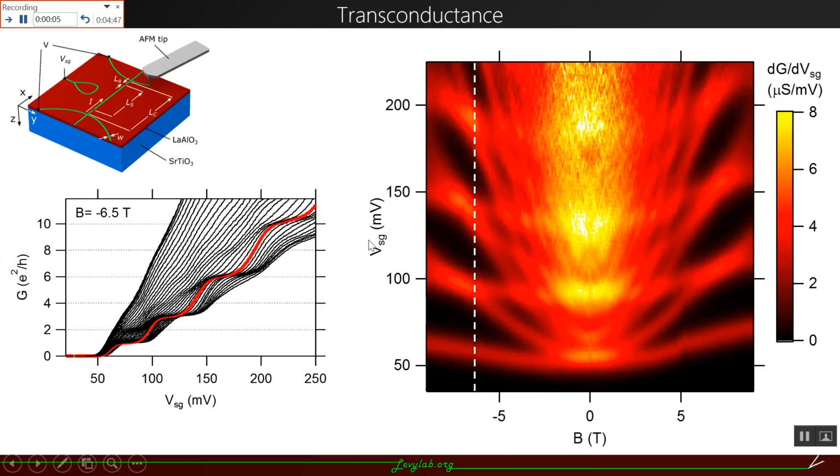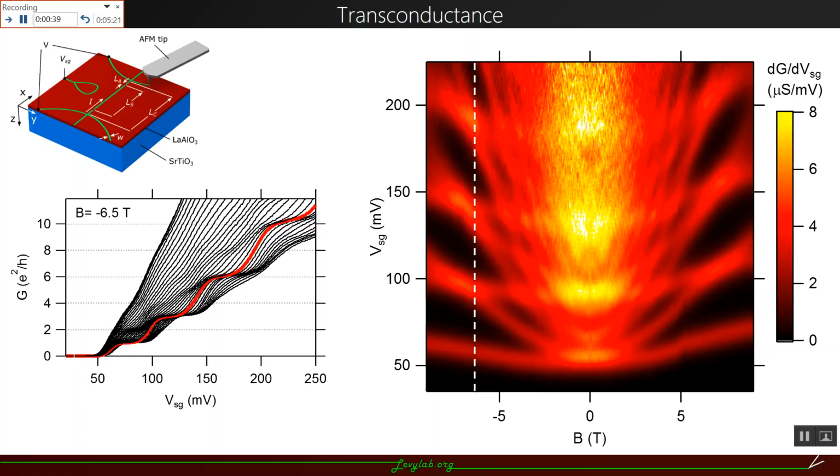So to better understand this, we take the derivative of each of these line cuts and plot the transconductance as a function of side gate voltage and magnetic field. And so here now, each of these bright bands corresponds to the transition between two of the modes, between two of the plateaus, and the dark regions correspond to these quantized conductance plateaus. And so now we can see that the plateaus at 1, 3, 6, and 10 e squared over h are due to the successive bunching of 1, 2, 3, and 4 electron states.